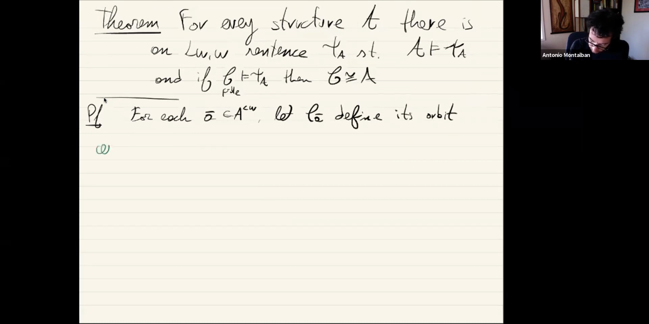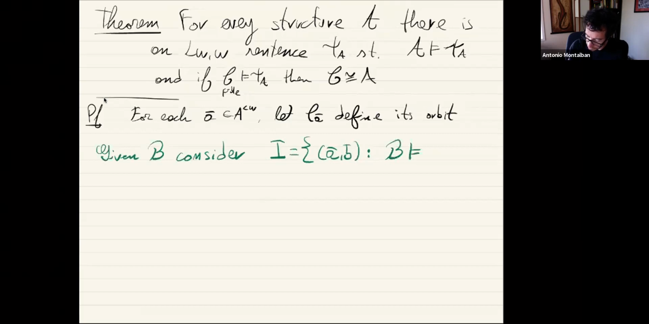Given a structure B, consider the set I, which is the set of all the pairs A, B, such that B models the formula that defines the type of A.